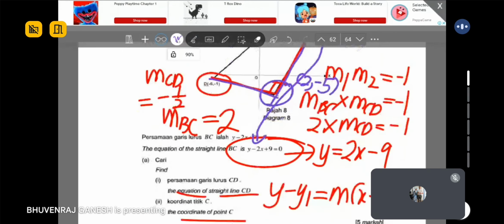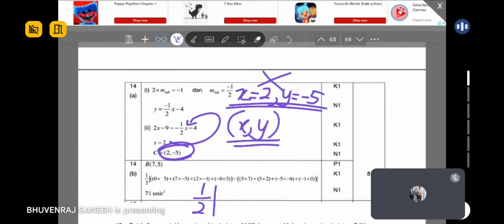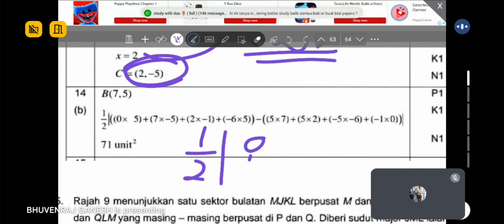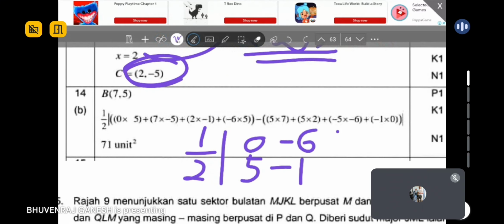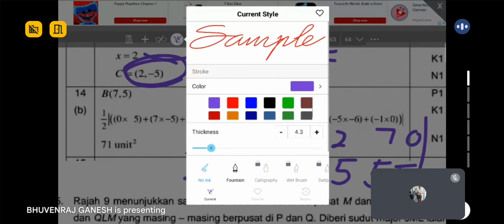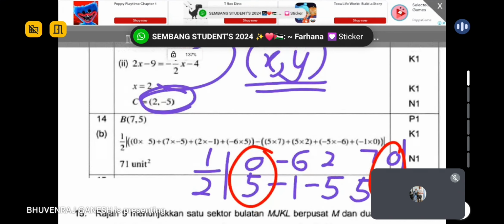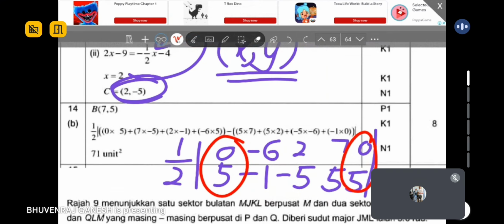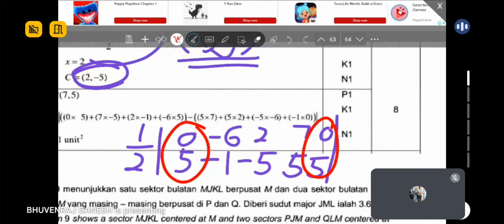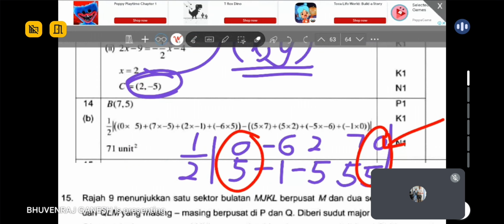So 0, 5, -6, -1, 2, -5. You just fill in -6, -1, 2, -5, 7, 5, 0, 5. Remember, guys, when you use this method, you must start and end with the same coordinate. Don't forget the last one. Many people forget this, and then the final answer is wrong. So your answer is 71 unit square.